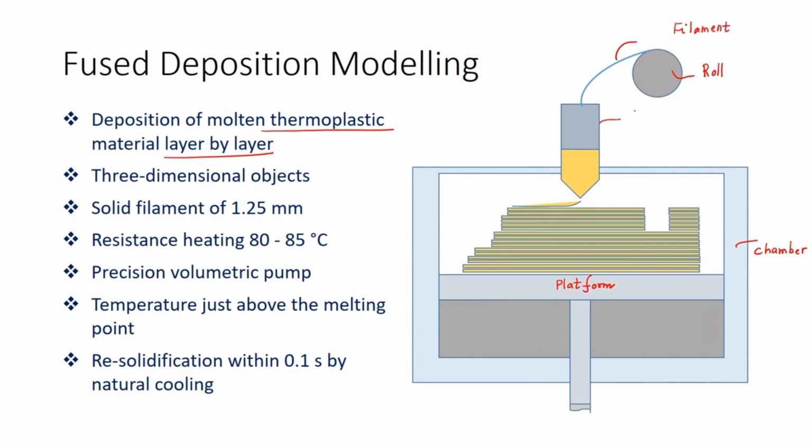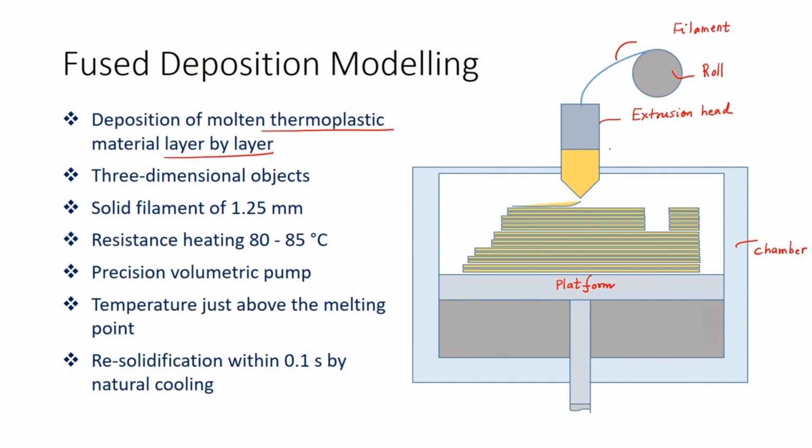Then the main part of this process is the extrusion head. The filament is fed inside the extrusion head. The extrusion head is heating the filament, and in its liquid state that filament will be extruded through the nozzle, and that extruded material would be put on the platform. The required deposition can be achieved by having the relative motion of the extrusion head with respect to the platform.